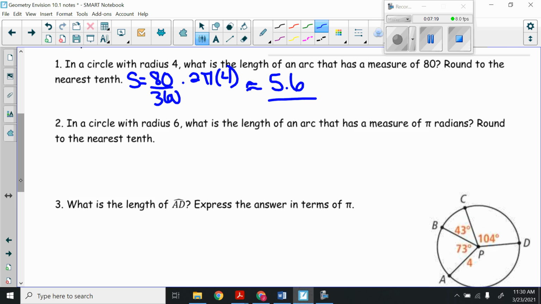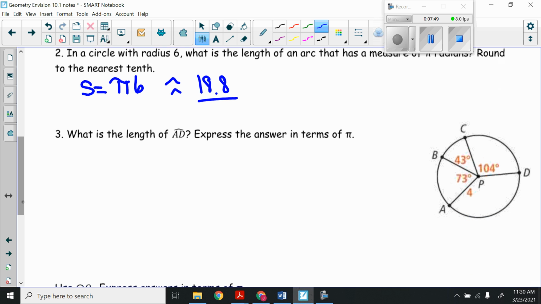Number 2, in a circle with radius 6, what is the length of an arc that has a measure of pi radians? Again, round to the nearest tenth. So this time we're going to use S equals theta times radius. Here my theta is pi, my radius is 6. So I'm going to type that in my calculator, 6 times pi, and I get approximately 18.8.